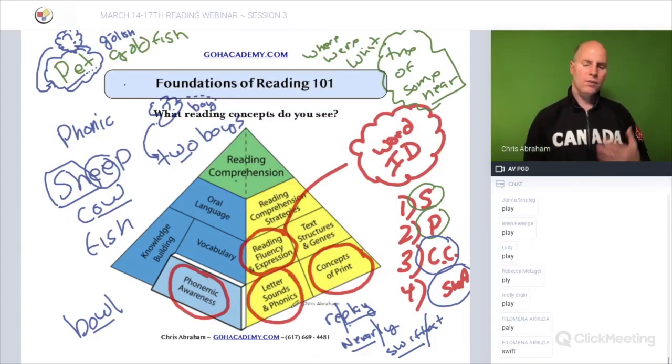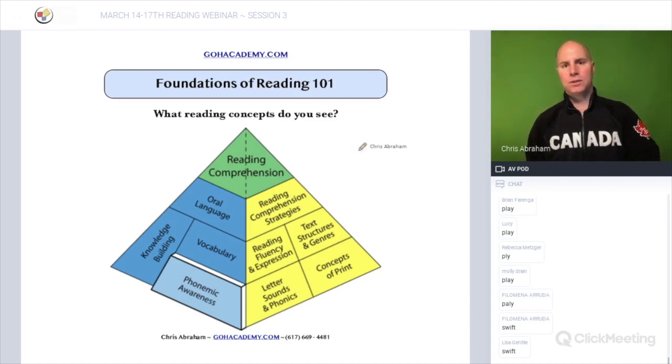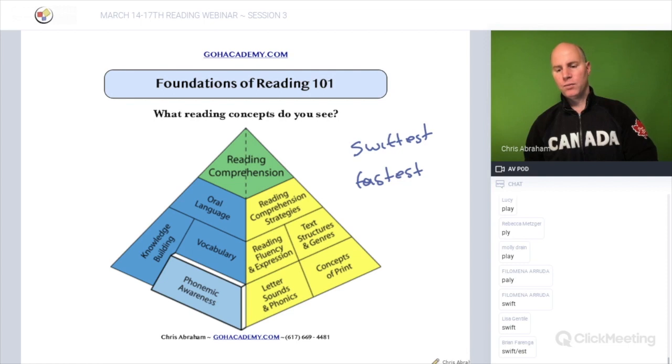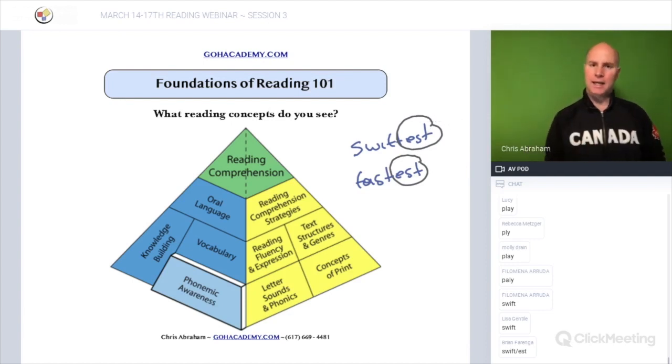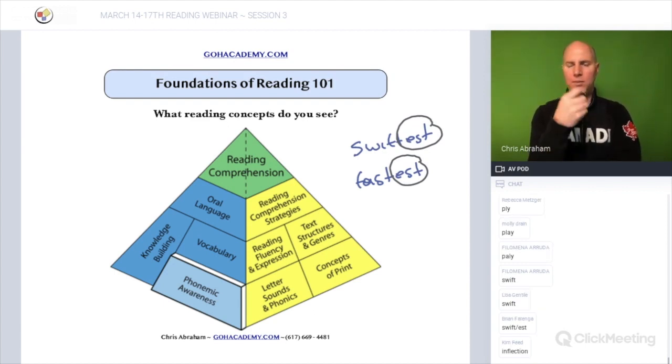What if we saw a student and they had words like swiftest, fastest, and we noticed that they were omitting the endings? They're omitting it and they're not fixing it. There's no self-correction. If we saw a student omitting a part of a word, like the suffix, what would be the observation? Where would their weakness be? They're omitting the end of a word, the suffix, the inflection.